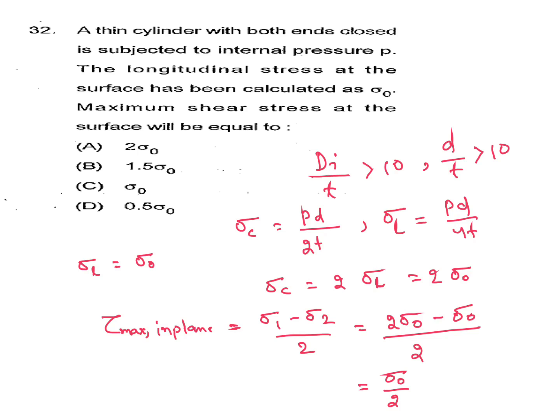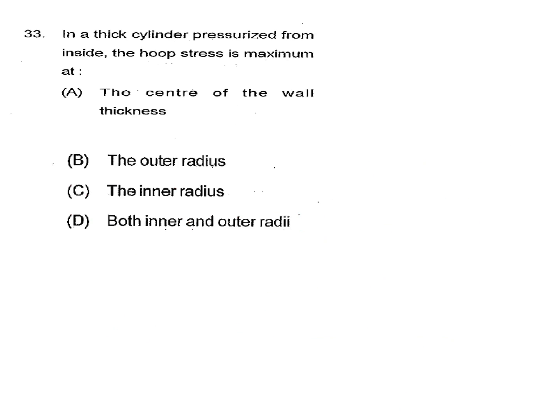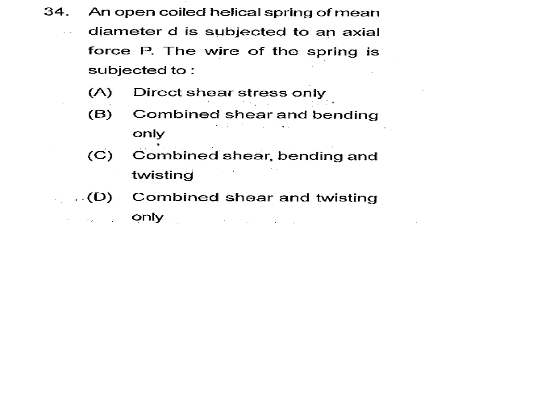In a thick cylinder pressurized from inside, the hoop stress is maximum at the: A, the center of the wall thickness, B, the outer radius, C, the inner radius. C is our answer. An open coil helical spring of mean diameter D is subjected to an axial force P. The wire of the spring is subjected to combined shear, bending and twisting. C is our answer.